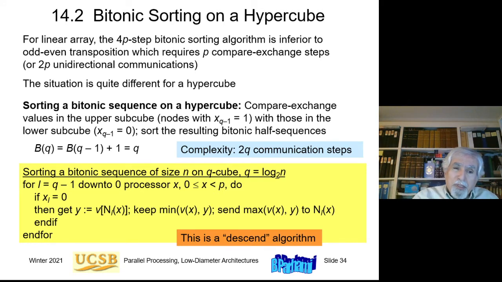Okay, so the time for sorting a bitonic sequence on the Q-dimensional hypercube is the time for sorting a bitonic sequence on the Q minus 1 dimensional hypercube plus a constant. This constant is basically the time needed for bidirectional communication, sending a value over and sending a value back.